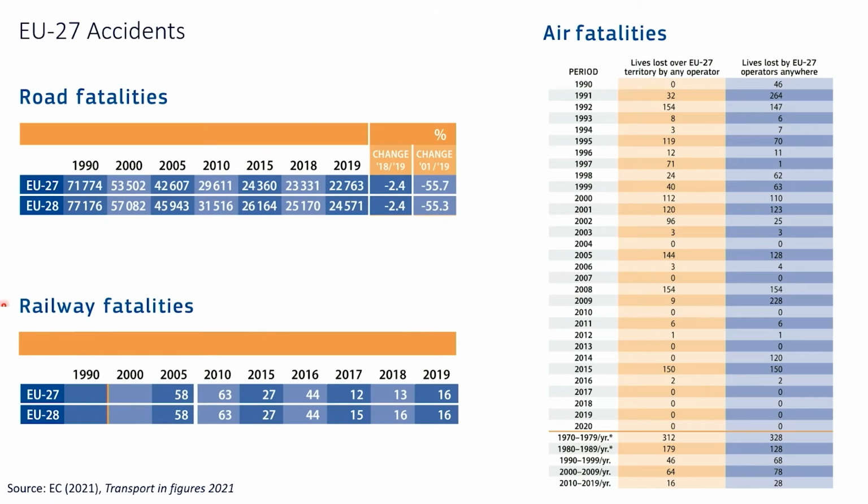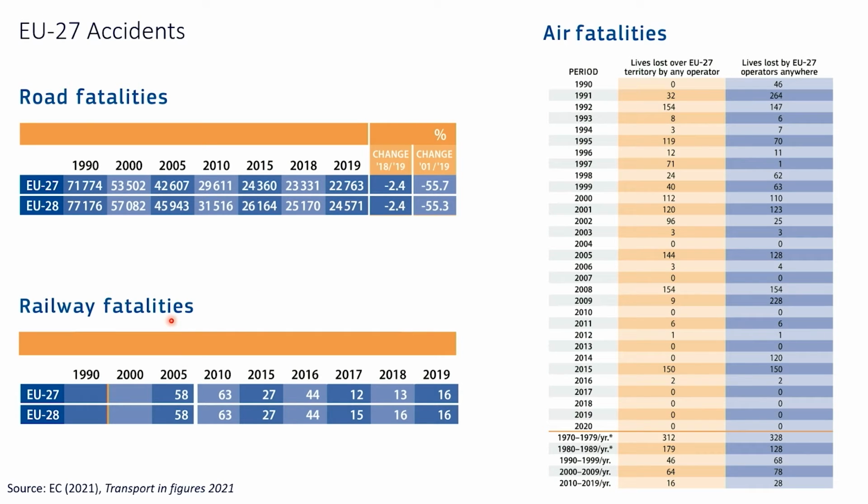Another type of social impact is associated to accidents. Let's compare road, railway and air fatalities. In 1990, the number of victims in road transport was 70,000, almost 80,000, including the UK. Then they gradually diminished. And 2019 shows that it's less than one third compared to 1990. However, we still have 23,000 victims every year.